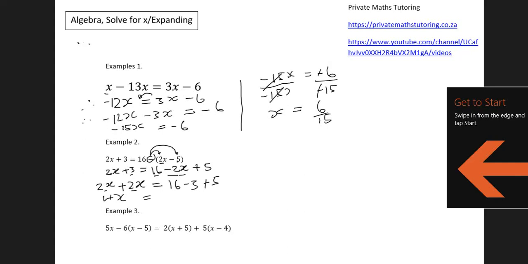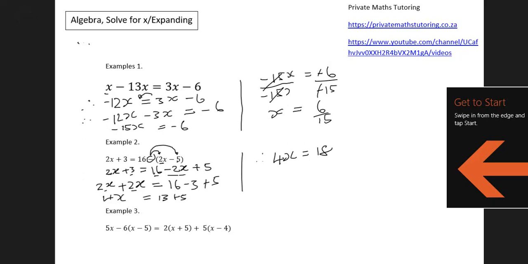So 16 minus 3 will give us 13, and 13 plus 5. Carrying on from this side, because of space, therefore we have 4x is equal to 13 plus 5, which is 18.